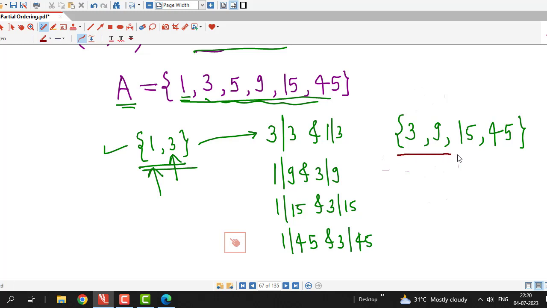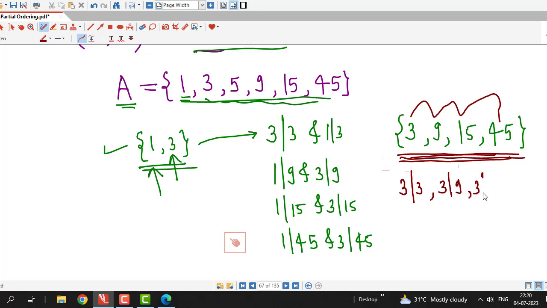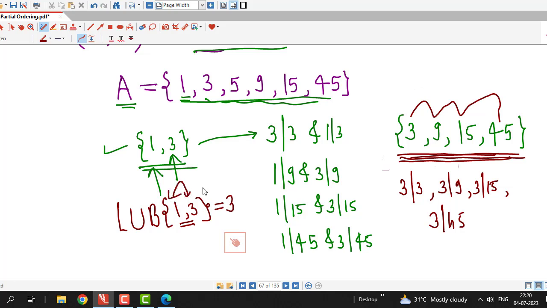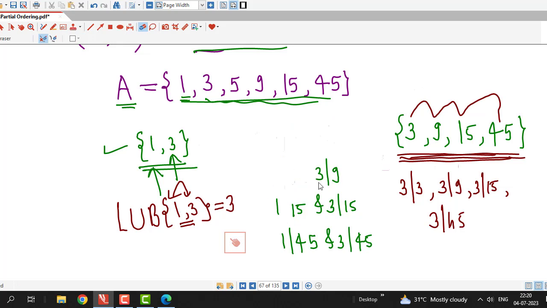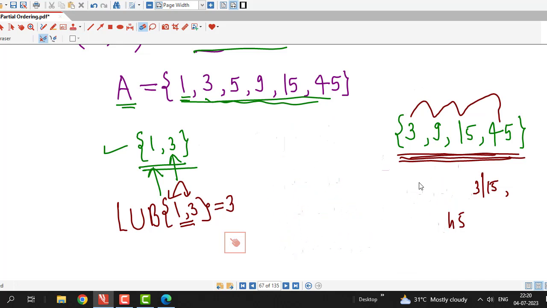So we have 4 upper bounds for this set having two elements 1 and 3. Now we have to decide whether least upper bound exists for this set of upper bounds or not. So least upper bound means we have to find the upper bound which is related to every element of this set of upper bounds. So one obvious element is 3. It is clear that 3 divides 3, 3 divides 9, 3 divides 15 and 3 divides 45. Therefore 3 is the least upper bound. Least upper bound of the subset 1, 3 is nothing but 3, and we can see 3 is the least common multiple of 1 and 3 also. So in this way we can decide the least upper bound for any pair of elements.